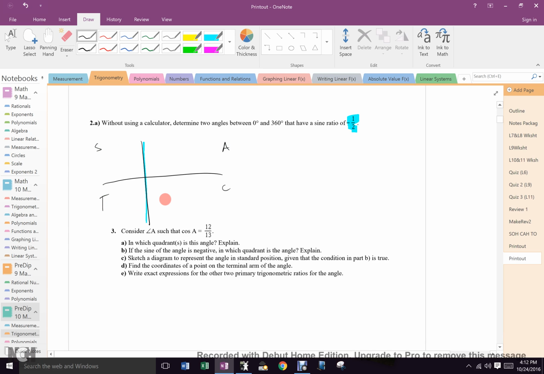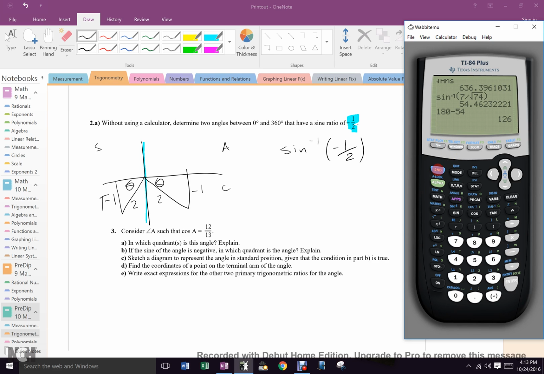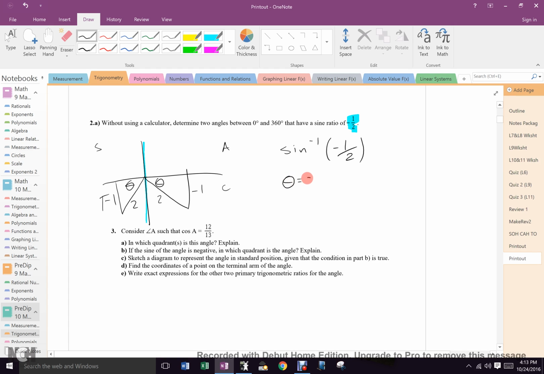C-A-S-T. So it has to be down here. So it has to be this way. If the hypotenuse is 2, and the opposite is -1 and -1, I need to know these two angles. So there's my thetas, right? So I got to do shift sine of -1/2. So let's get that going. Shift sine -0.5, because I know it's 0.5. That gets me -30. So I know theta equals 30.